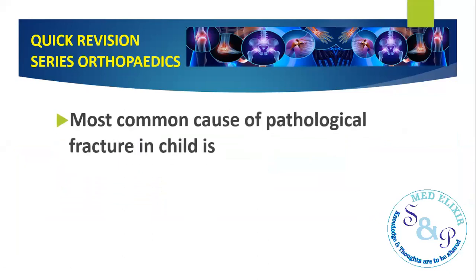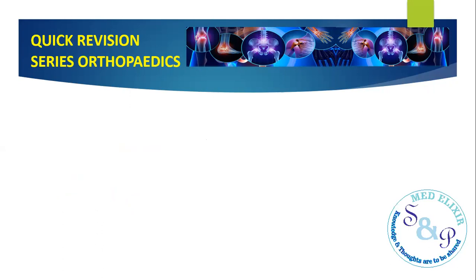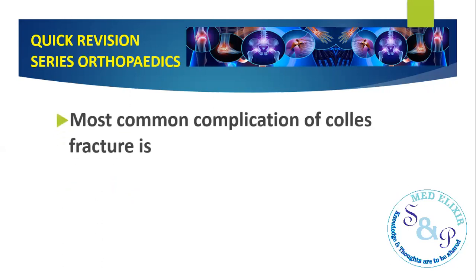Most common cause of pathological fracture in child is bone cyst. Most common complication of Colles fracture: malunion. Colles fracture is a fracture of distal forearm in which the broken end of radius is displaced dorsally. It's caused due to fall on an outstretched hand. Dinner fork deformity is seen in Colles fracture.